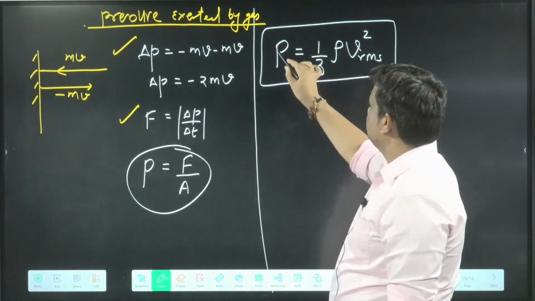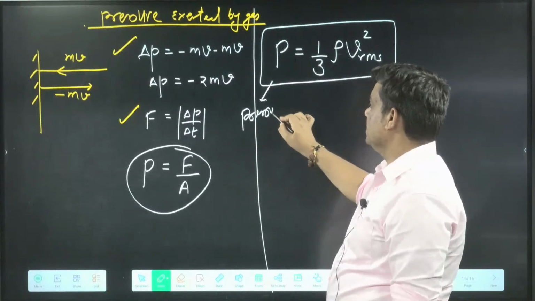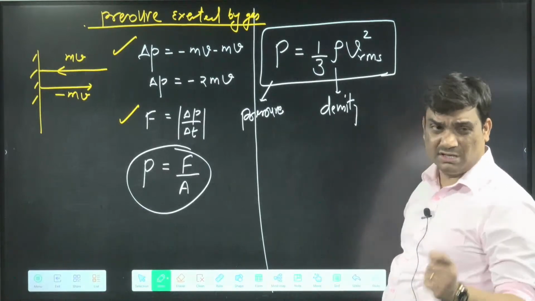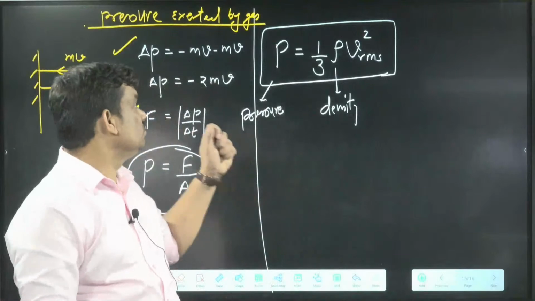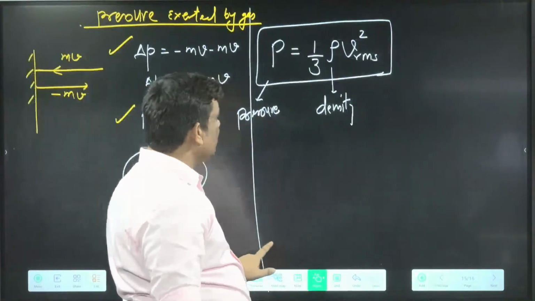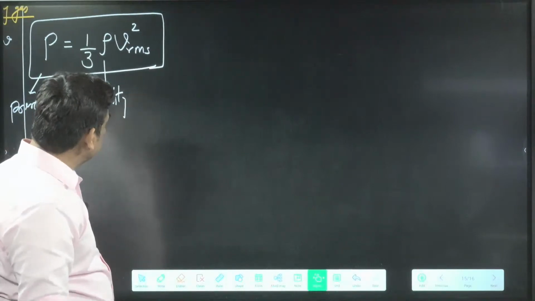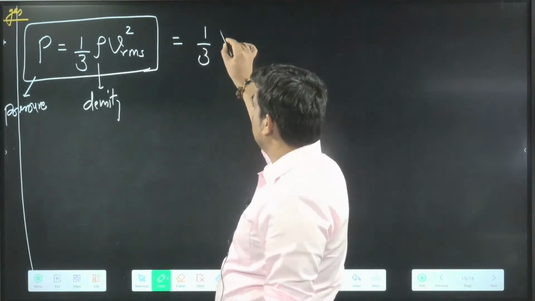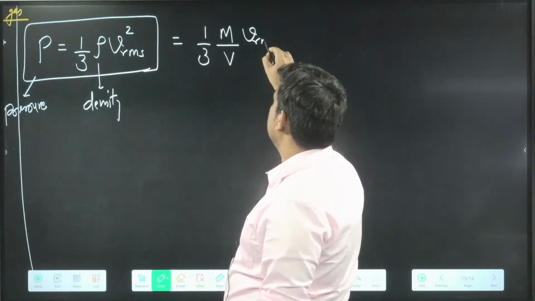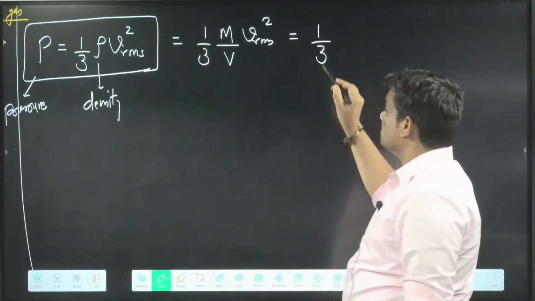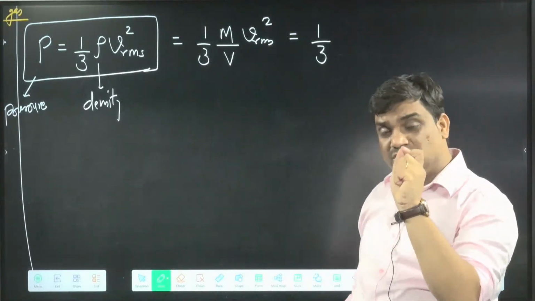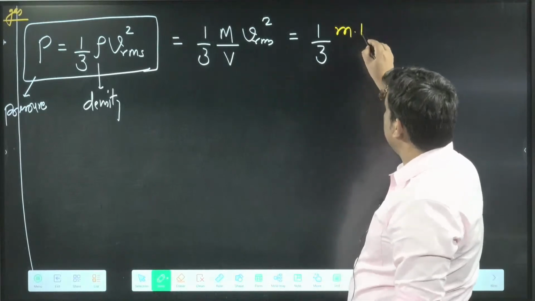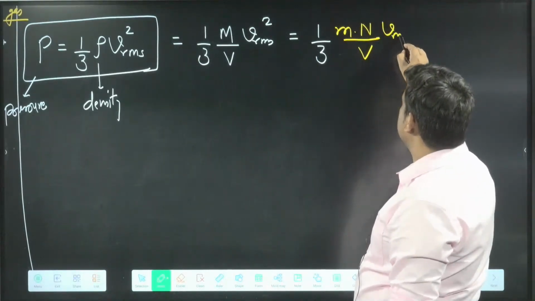Hopefully you know that P is the pressure, rho is the density, and V RMS is the root mean square velocity. So P equals 1 by 3 rho V RMS square. Now they ask only variations of the formula. I can write this as 1 by 3, rho is the density, so mass by volume, into V RMS square. Mass we have written as small m into capital N, if you remember from the last class. So I can write here small m into capital N divided by V, into V RMS square.